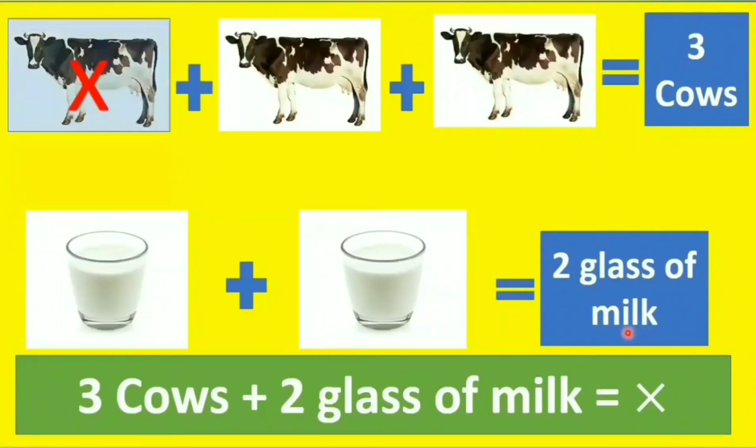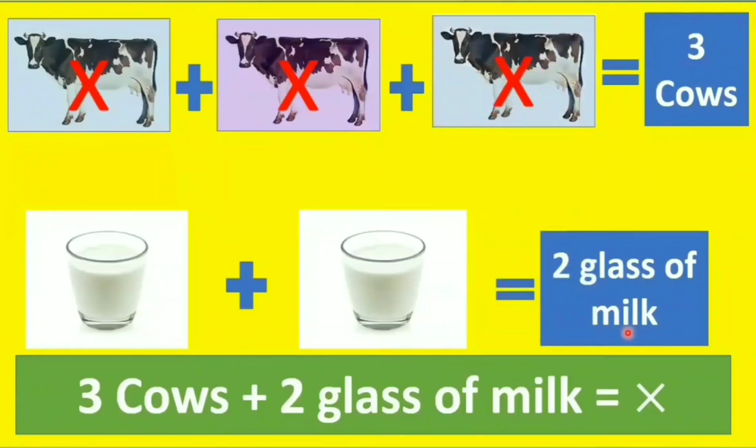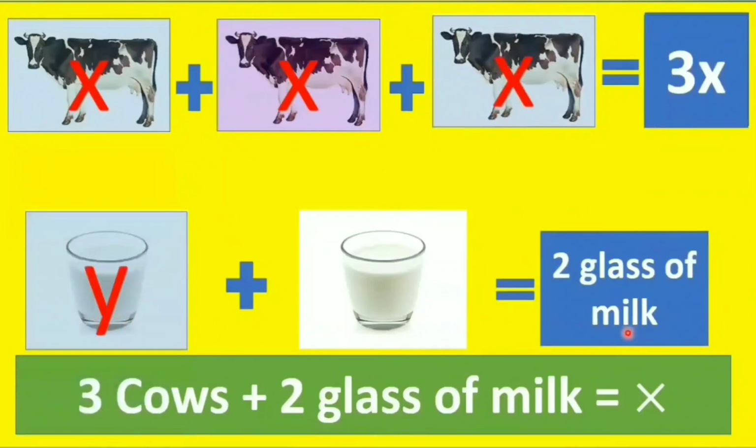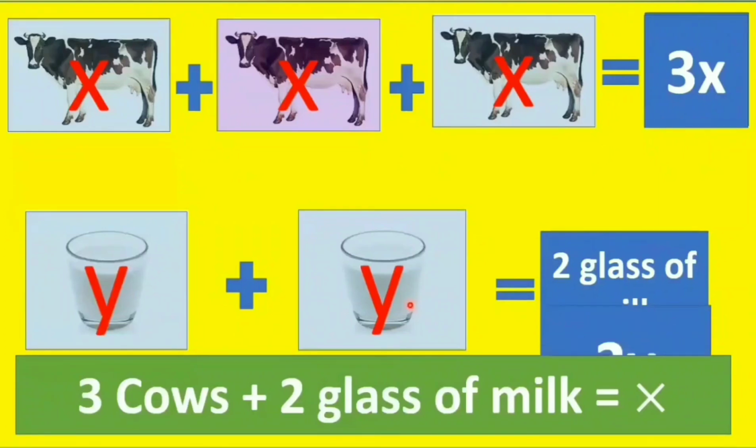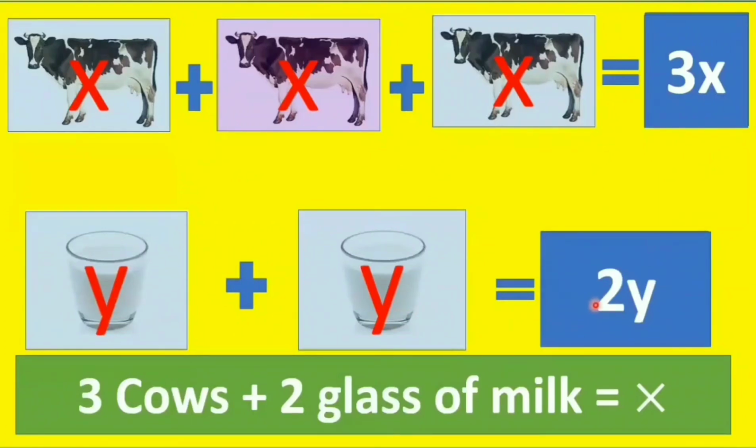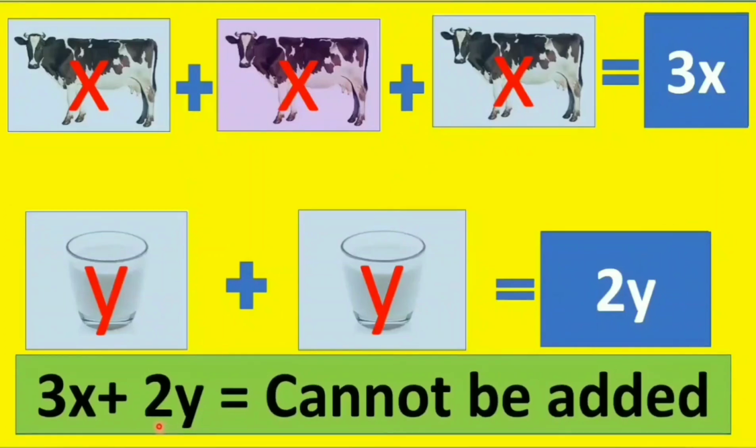Similarly, see here if we exchange the cows with eggs, here it will be 3 eggs. And if you think of a glass of milk as y and another glass of milk as another y, here if you do the summation, the result will be 2y. So see, the variable is different here. Here the variable is x and here the variable is y. So x and y, they are different variables. So we can't consider these as similar terms. These are dissimilar terms. So you cannot add or subtract these dissimilar terms.